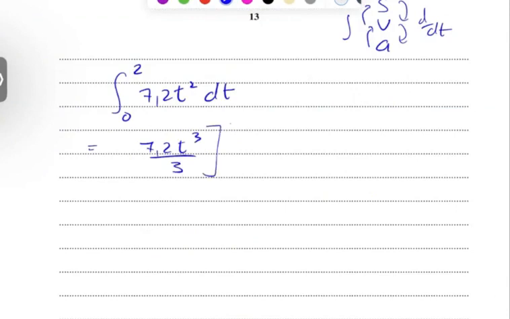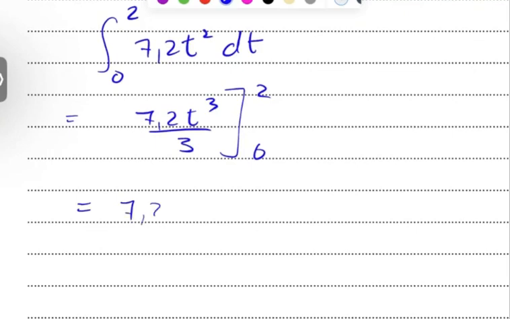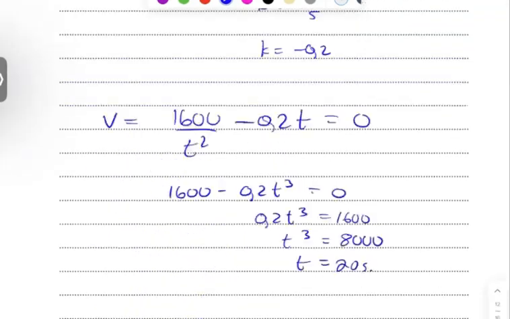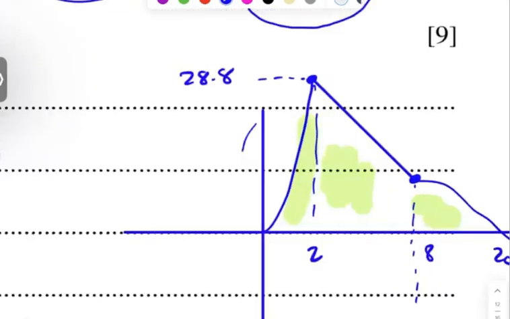So I'm going to integrate between 0 and 2 to find my first area. It's a definite integral, going from a specific point, 2 to the power of 3, minus 0. So 7.2 divided by 3 times 2 to the power of 3 gives me 96 over 5, or 19.2 meters. So in the first 2 seconds, this particle traveled 19.2 meters.